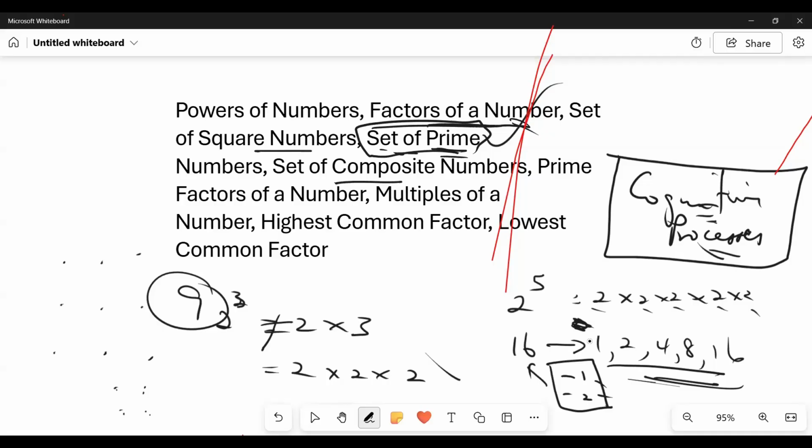Sir, a prime number is a natural number greater than 1 that is not a product of two smaller natural numbers. Sir, a prime number only has one divider.